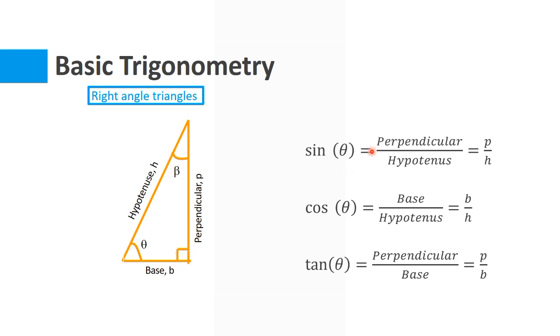And these are the simple trigonometric equations in which sine theta is perpendicular divided by hypotenuse, which is p by h. Cos theta is equal to base divided by hypotenuse, which is b by h, and tangent theta is perpendicular divided by base, which is p by b.